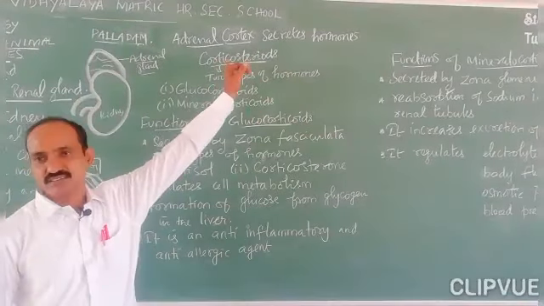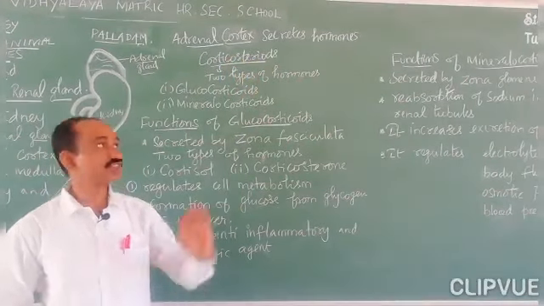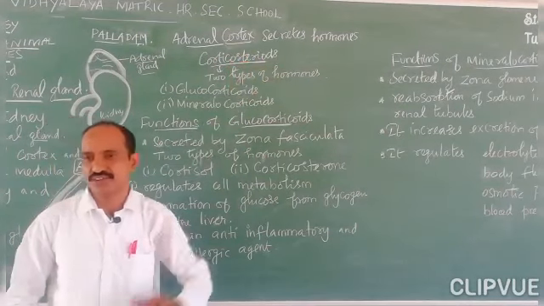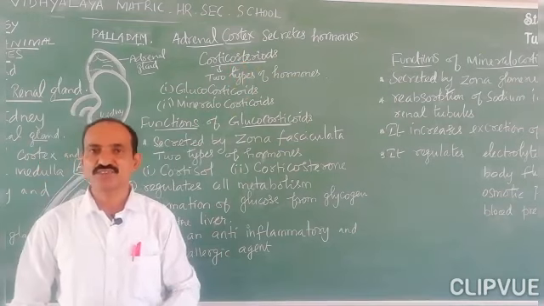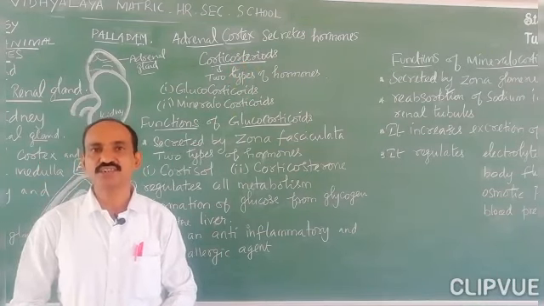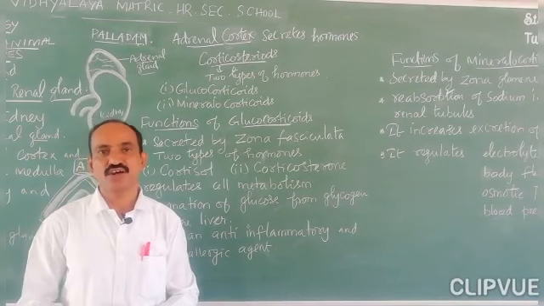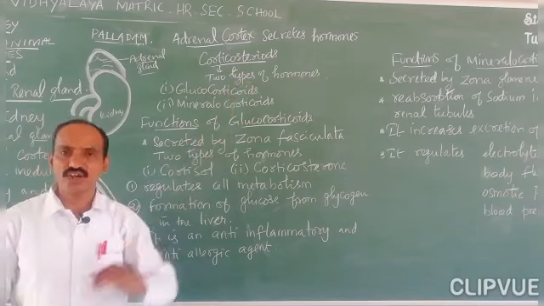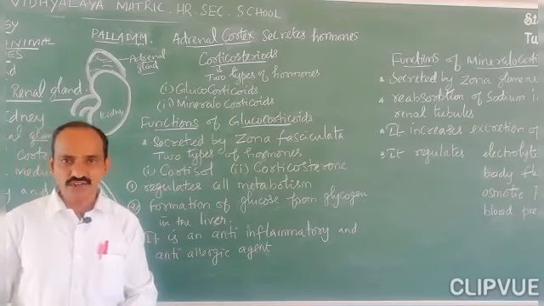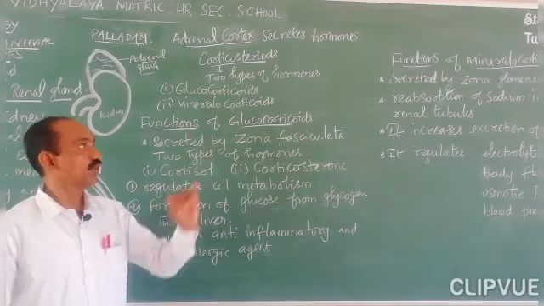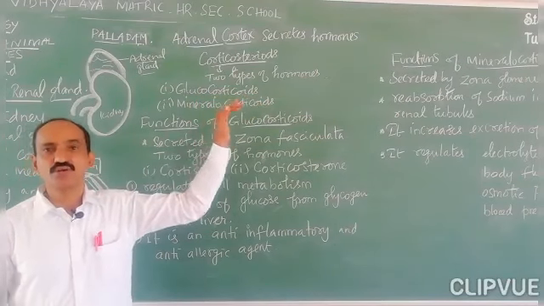Next, the adrenal cortex secretes hormones, that is, corticosteroid hormones. Corticosteroids are steroid hormones, and they contain two different types. One is glucocorticoids, another one is mineralocorticoids.